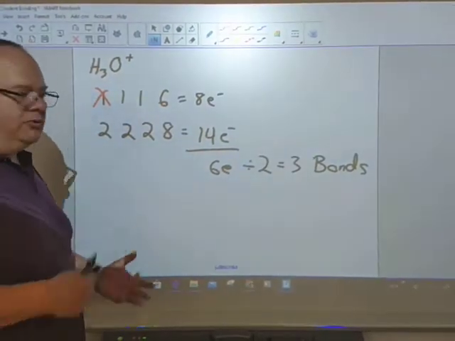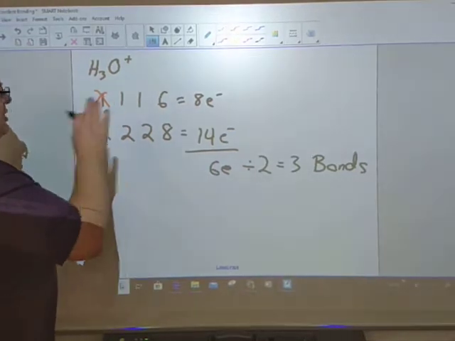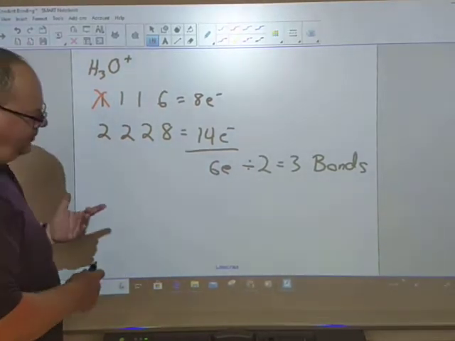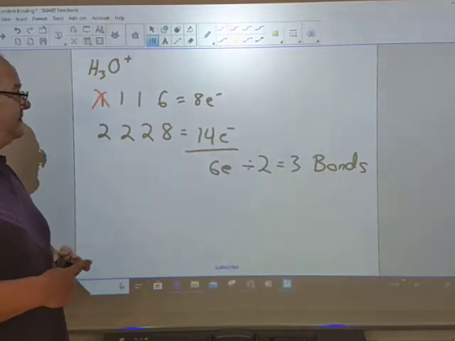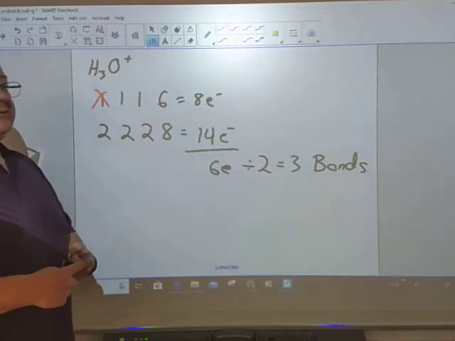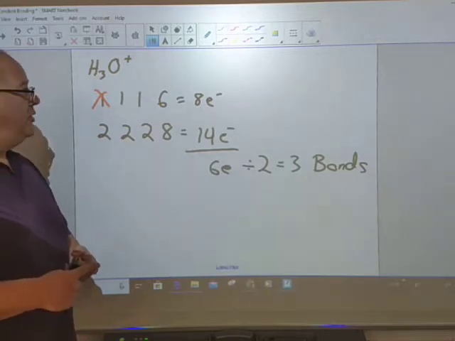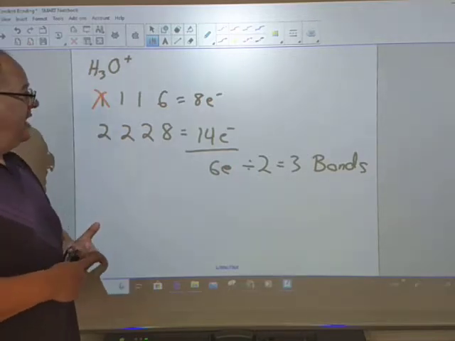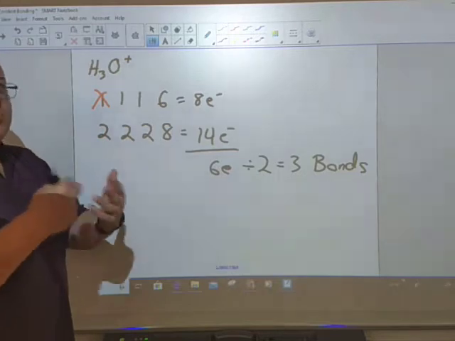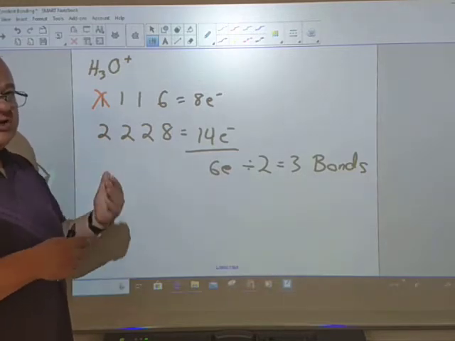Okay, just going through the steps. 3 bonds. What's going to be in the middle? Well, hydrogen is definitely less electronegative than oxygen. The thing that wins here, well, there's 2. Oxygen is the singular atom. And oxygen looks like it can form 2 bonds, whereas hydrogen only 1.